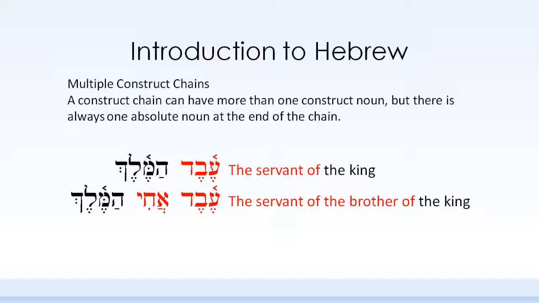A construct chain can have more than one construct noun, but there is always one absolute noun at the end of the chain. In the first example below, we see Eved HaMelech, the servant of the king. But in the second example, we have Eved Achi HaMelech, the servant of the brother of the king.